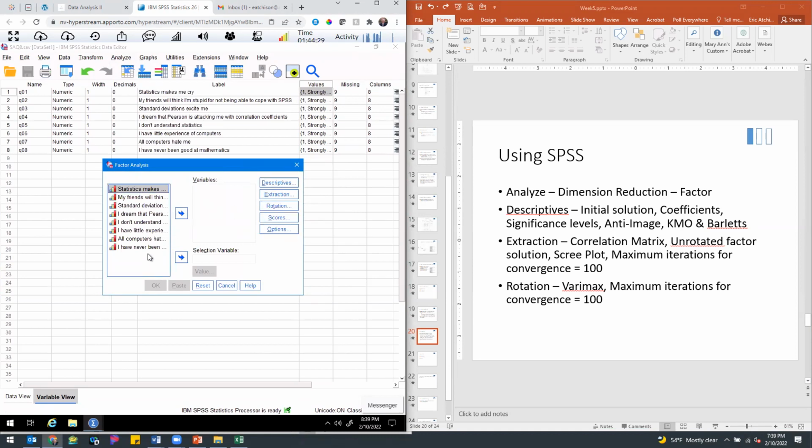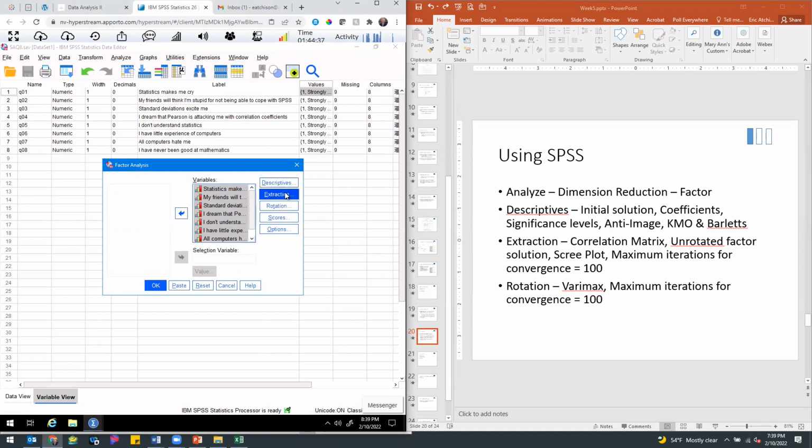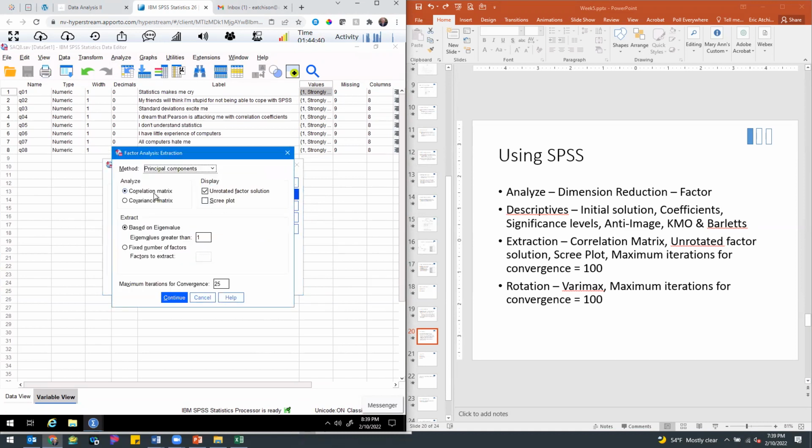We are going to bring all 8 items in. I just hit shift and clicked the very bottom, then brought them all in. For extraction, we're going to extract the correlation matrix. We're going to use the principal components analysis method, where we want the unrotated factor solution to kind of see what it would have looked like had we not rotated it. We want to show the scree plot, remember the elbow? And we will set our maximum iterations at 100, because why not, right? That's a good number to know.